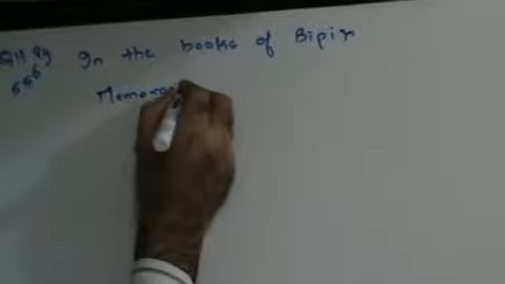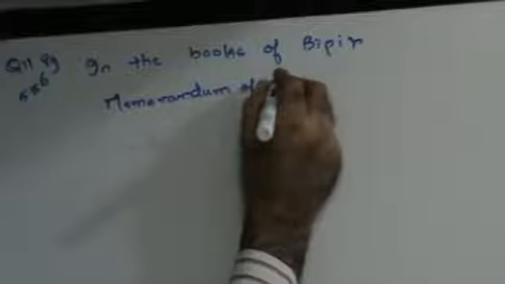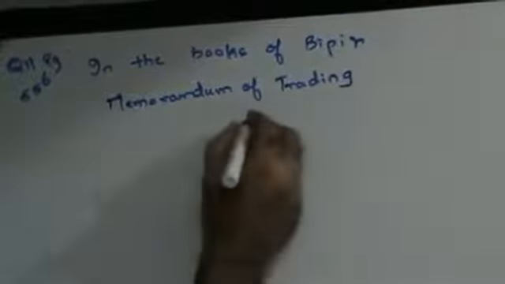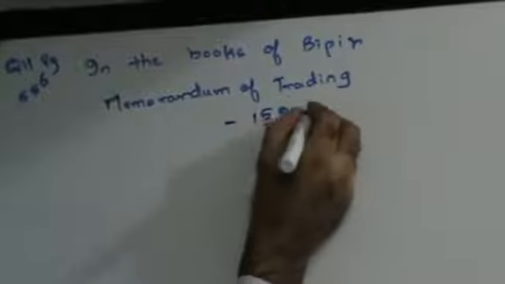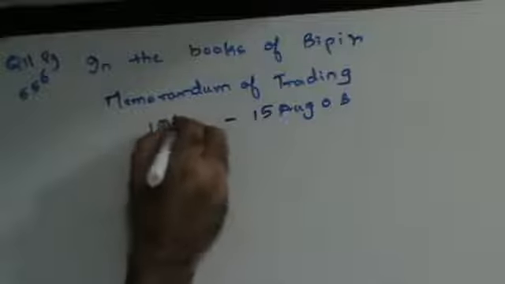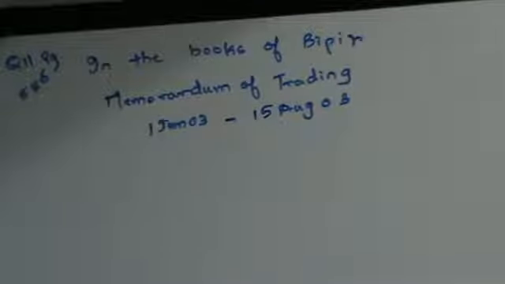Right, let's start. They're saying that a fire occurred in the premises of Bipin on 15th August 2003 and a considerable part of the stock was destroyed. Okay, let's make a memorandum trading account. They've said that a fire occurred on 15th August 03. The year begins on 1st Jan 03. Now, the salvage was 15,000.